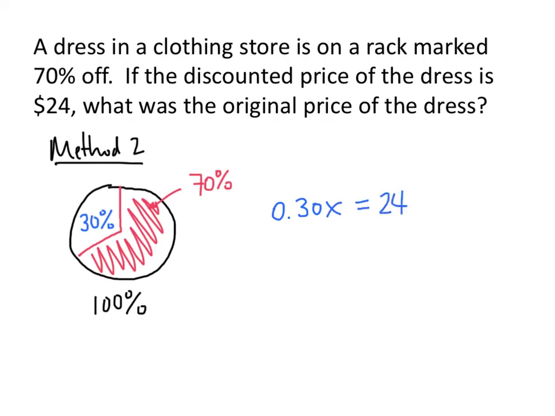And notice, if you remember from method one, we had that equation in method one. We just had a few steps before we got to that point. So we're going to solve this the same way. We're going to divide both sides by 0.3. And again, appeal to our calculator, and our calculator is going to tell us that 24 divided by 0.3 is 80. So we get the same answer in two different ways.